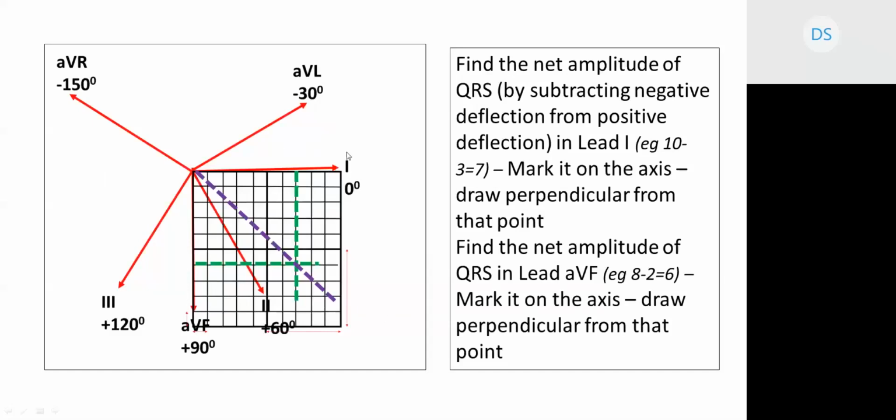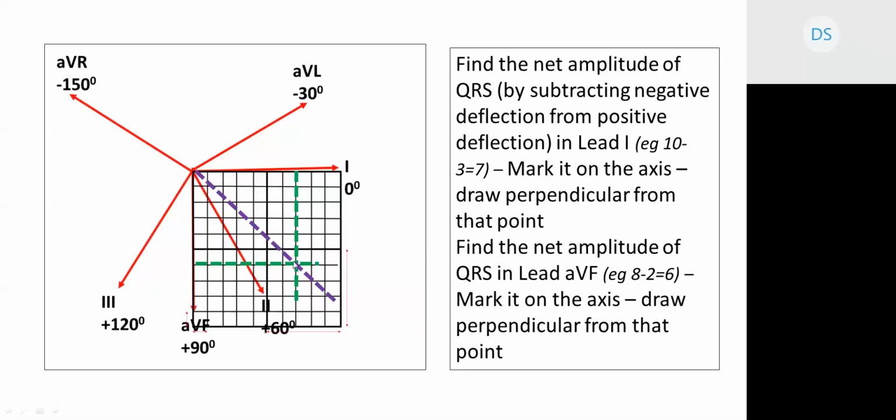see that there is some positivity and some negativity. So I will just do some math calculation. I subtract the negative from the positive and get a net vector, which is 7. And hence I put a point here and draw a line perpendicular from that point. Then I go to lead AVF and I find out the QRS voltages. Again, it is more positive than negative, but I still need to subtract the negative from positive. And then it comes to 6. So I put a point after the 6 square and draw a line perpendicular.